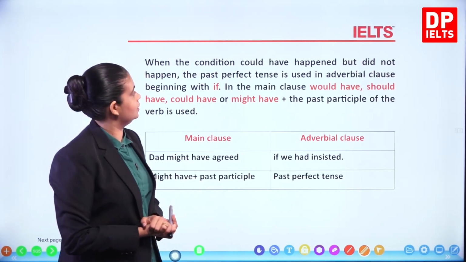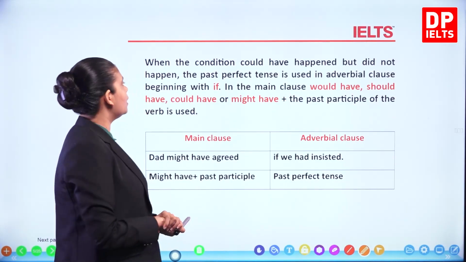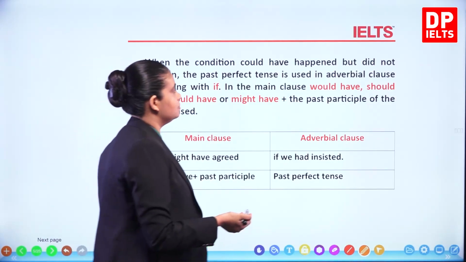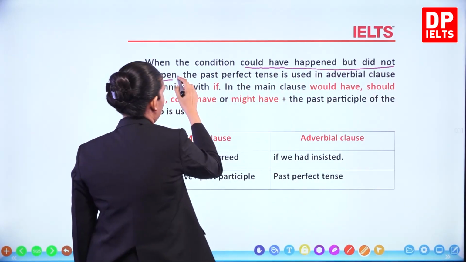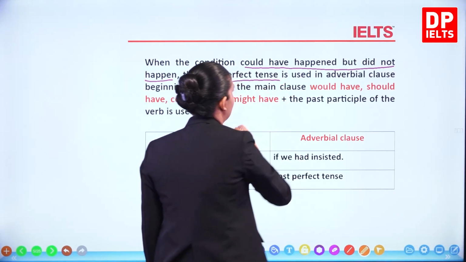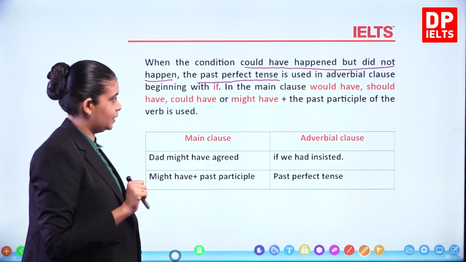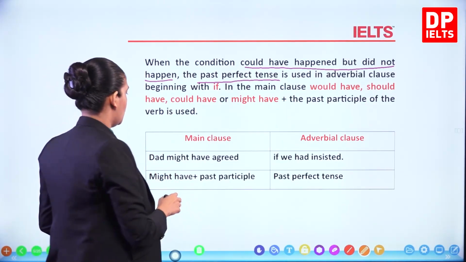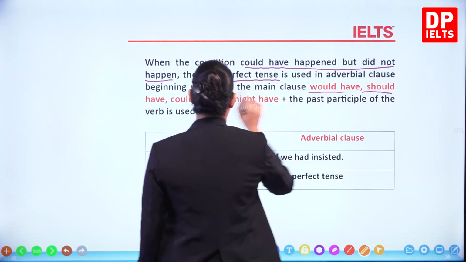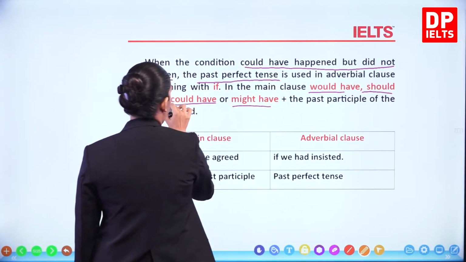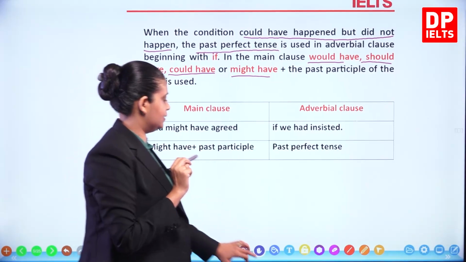Let's have a look at the next condition. When the condition could have happened but did not happen, right? It could have happened but it didn't happen. The past perfect tense is used in the adverbial clause beginning with if. The main clause would have, should have, could have, might have, plus the past participle of the verb is used.